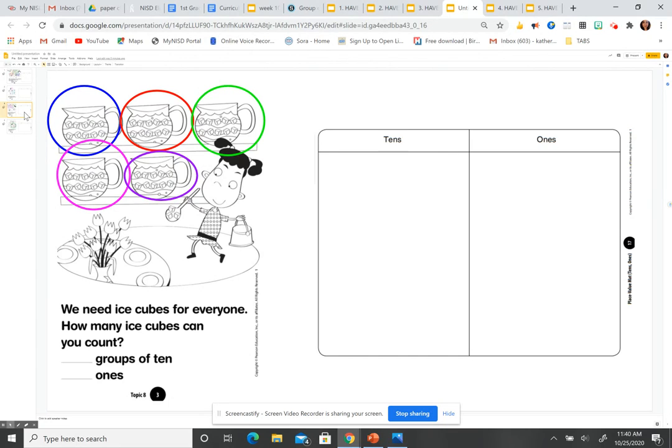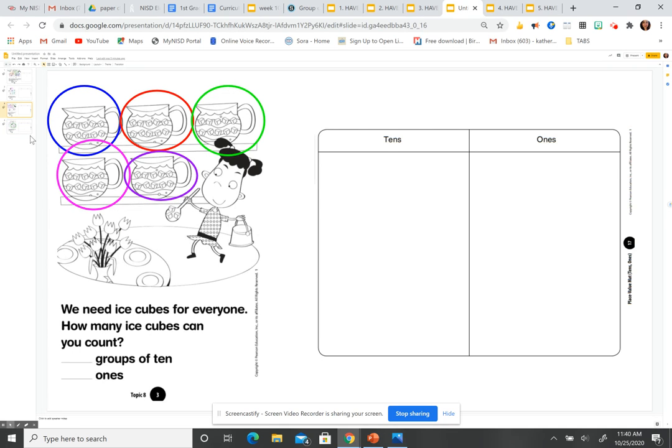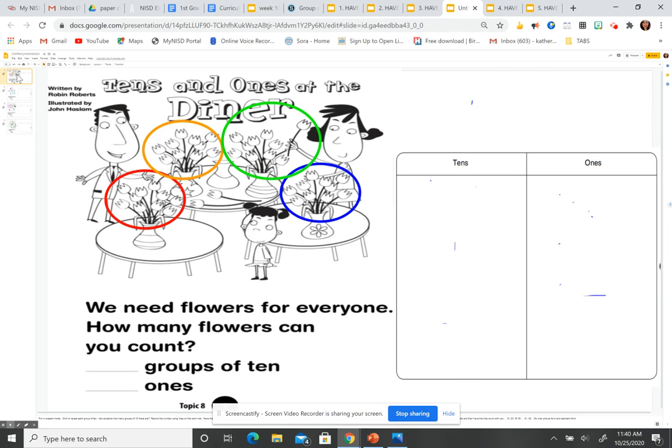And you've got the ones with the ice cubes. Remember, her leftovers are right here. And you have the one with the guests at the table. So you have your group of 10, and then you have your leftovers. Okay, remember, you use lines to represent your tens, dots to represent your ones. And if you forget what to do, go back and watch the first slide. That's where I have shown you what to do.